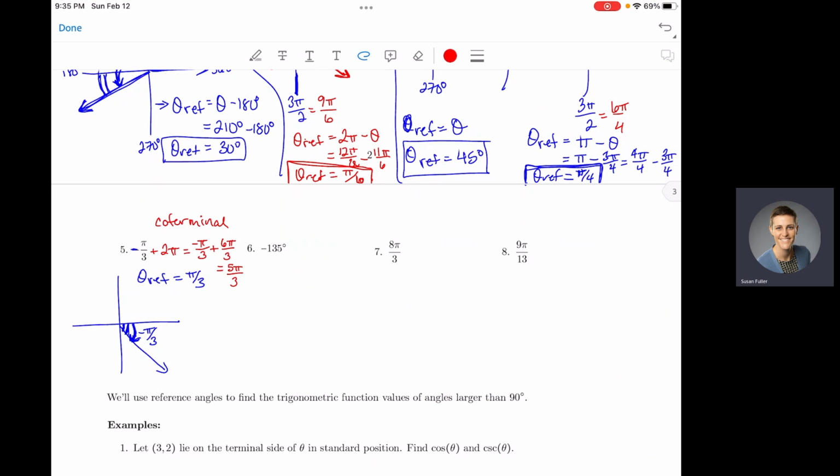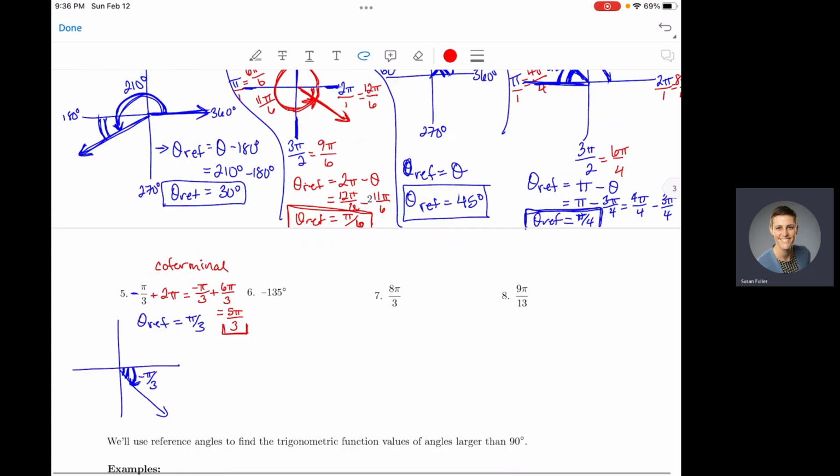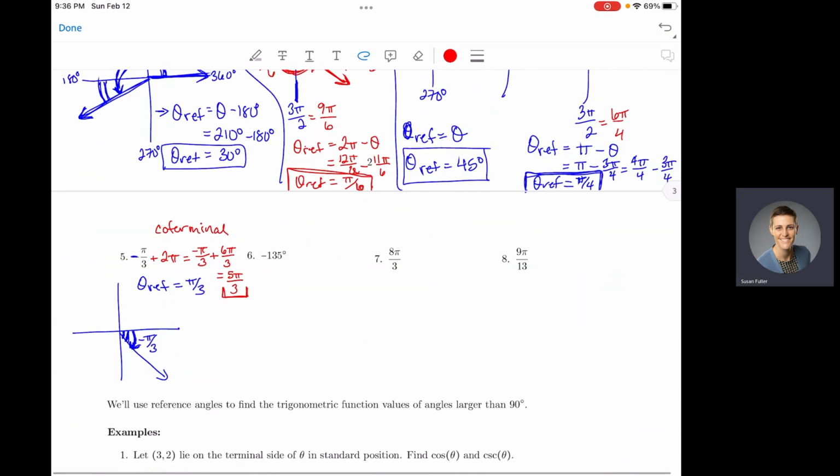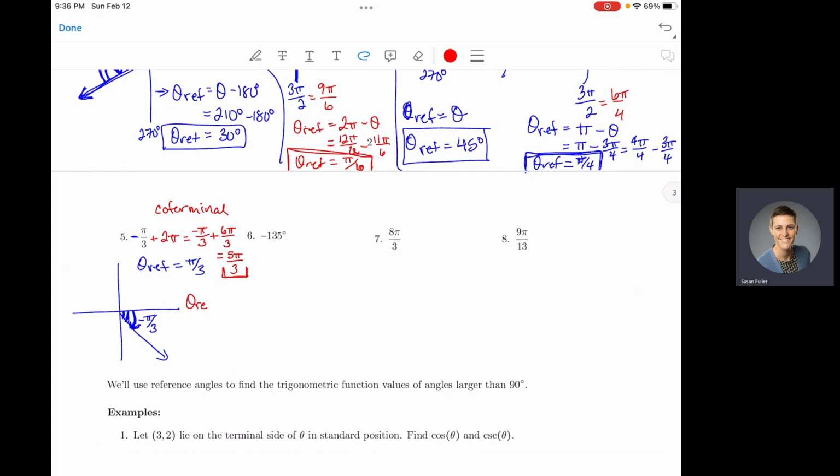Once I have a positively rotating coterminal angle between 0 and 2 pi, I can now come back to my formulas and apply this. So that would mean that my reference angle here is going to be 2 pi minus 5 pi over 3, which would be 6 pi over 3 minus 5 pi over 3. My reference angle is pi over 3. Exactly the same thing that I got before, but you can use your formulas that way.